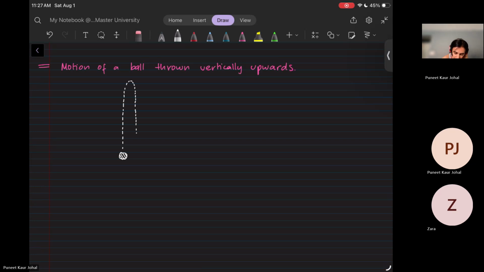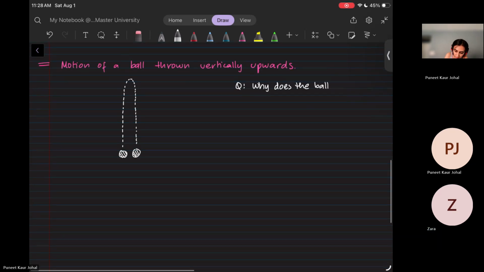Let's try to simulate this. Now I'm drawing it like this, but imagine it goes in a straight line and then comes back exactly in that straight line, right? Question 1. Why does the ball come down? You threw it up, why does it come down? Right? Gravity. Yeah, exactly. Gravity.